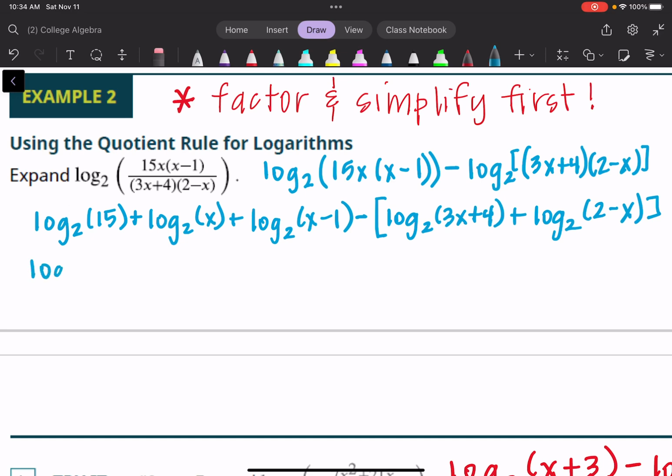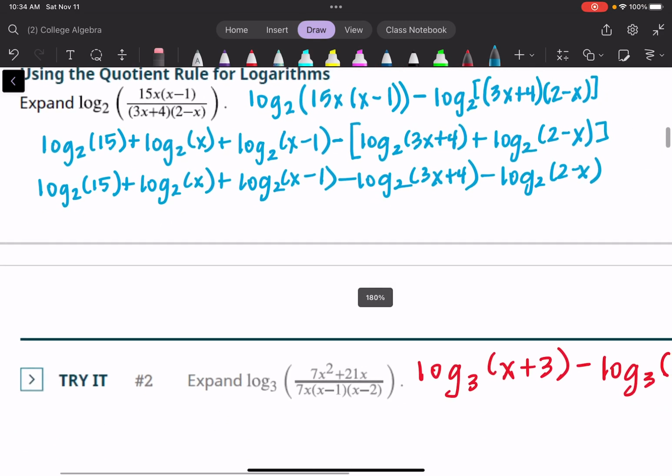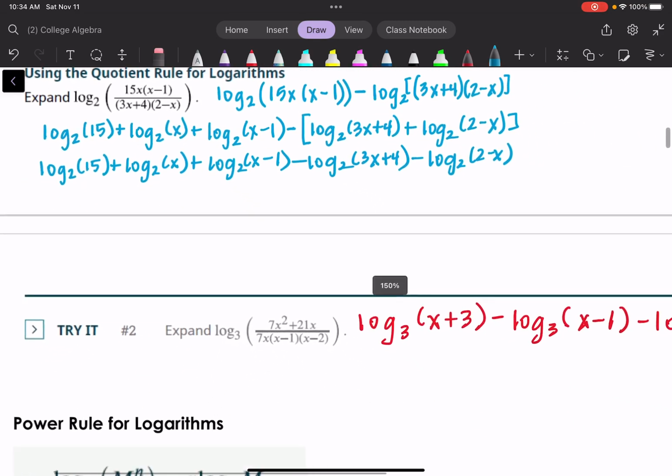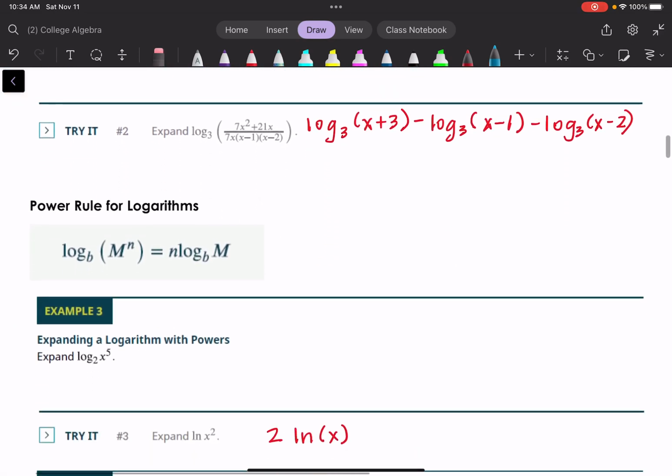And so this will be, again, log base 2 of 15 plus log base 2 of x plus log base 2 of x minus 1 minus log base 2 of 3x plus 4 minus log base 2 of 2 minus x. And now it's fully expanded, so we're all finished. If you want to try one of these, in number 2, see if you can expand this logarithm to obtain this result.